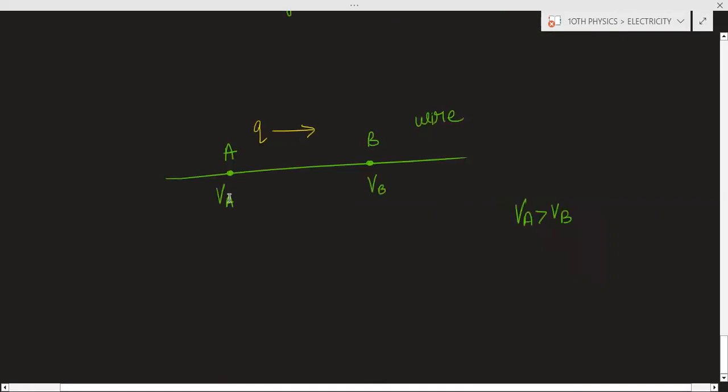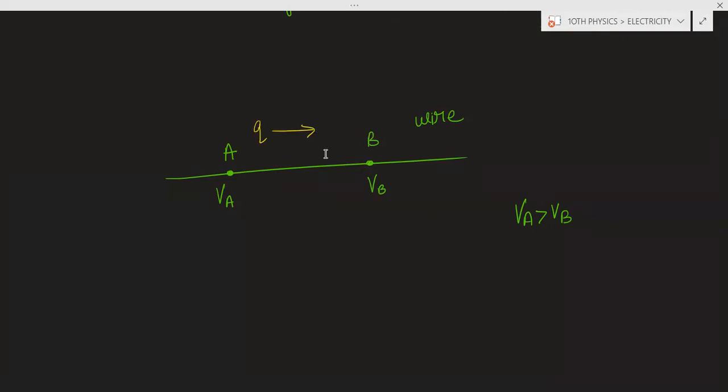Okay, so leave that. Basically, remember, charge always flows from higher potential to lower potential, and flow of charge is current. What is current? Current is the rate of flow of charge.